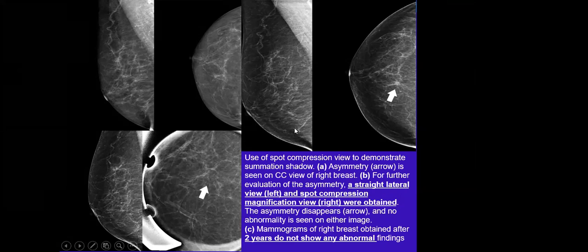This asymmetry is not seen on the spot or on the straight lateral view. So most likely it will be summation artifact. And even on the follow-up in 2 years, it doesn't show any asymmetry.